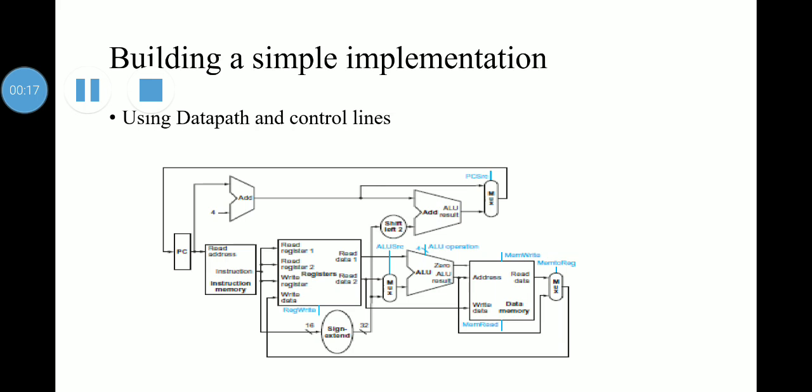This is how we built a simple implementation using the data path and control lines. If you see here, this data path, we can add the control unit. The control unit must be able to take inputs and generate a control signal for each state element, the selector control for each multiplexer, and the ALU control. The ALU control is different in a number of ways, and it will be useful to design it first before we design the rest of the unit.